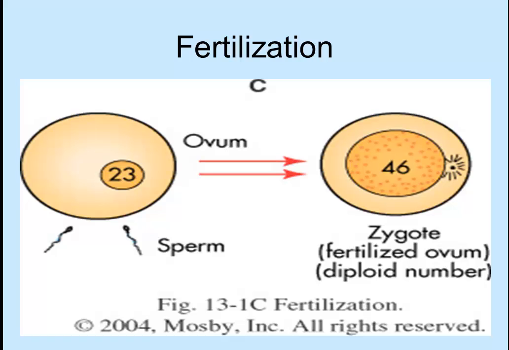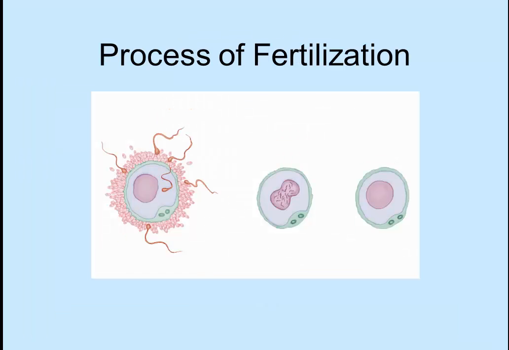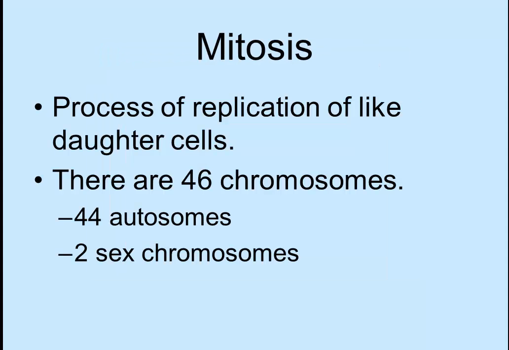The 23 chromosomes from the sperm will mingle with the 23 chromosomes from the ovum, and this will restore us with our diploid number of 46 chromosomes. The fertilized ovum, now called the zygote, is ready for its first mitotic cell division. You can see the process of fertilization on page 216.